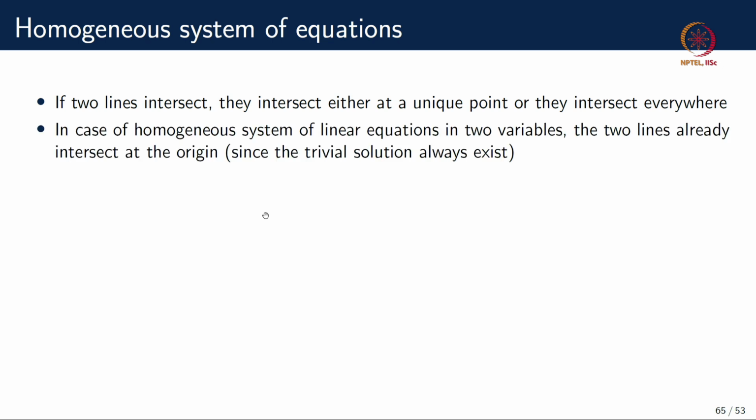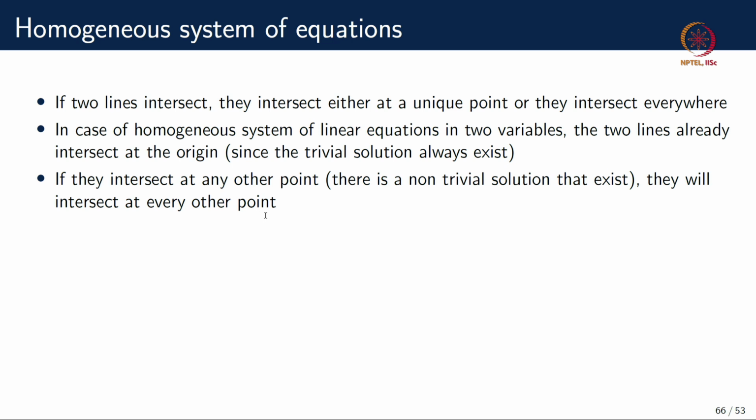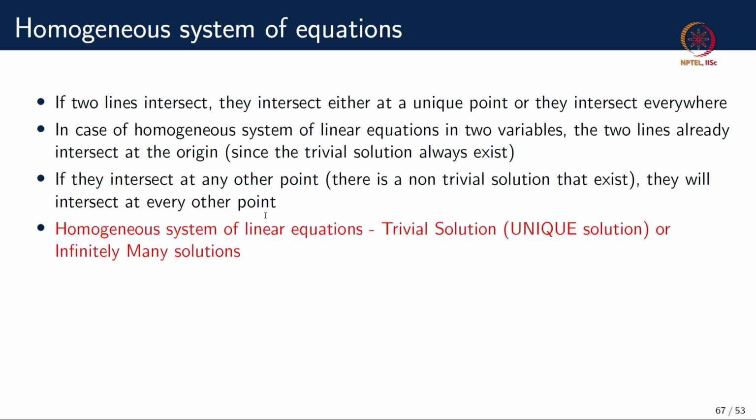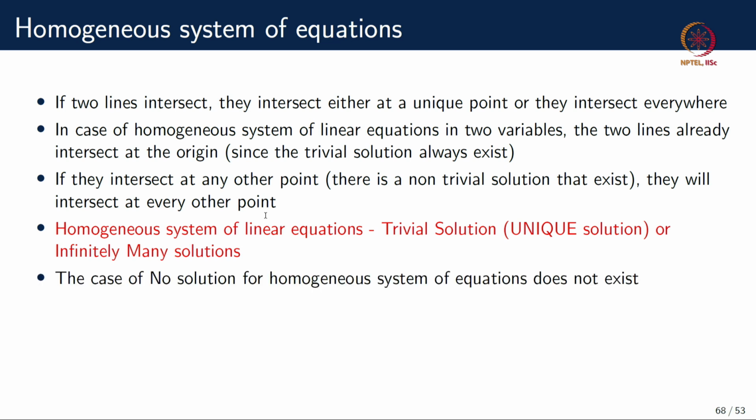In the case of a homogeneous system of linear equations in two variables, the two lines already intersect at the origin, since the trivial solution always exists. If they intersect at any other point, they will intersect at every other point, that is, a non-trivial solution exists. Thus, a homogeneous system of linear equations either has the trivial solution as the unique solution, or infinitely many solutions. Since a homogeneous system of equations is always consistent, the no solution case does not exist.